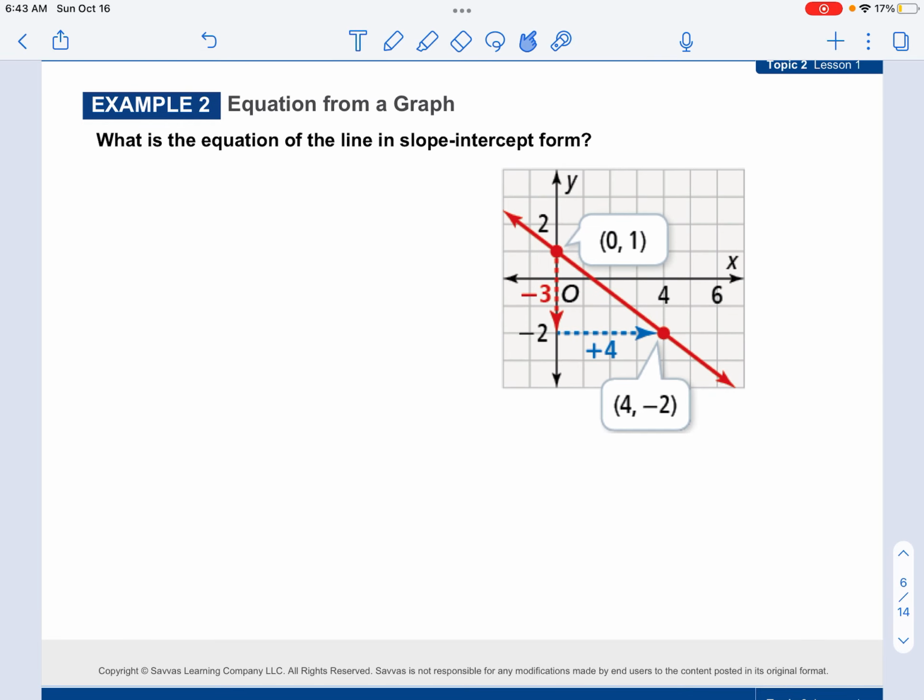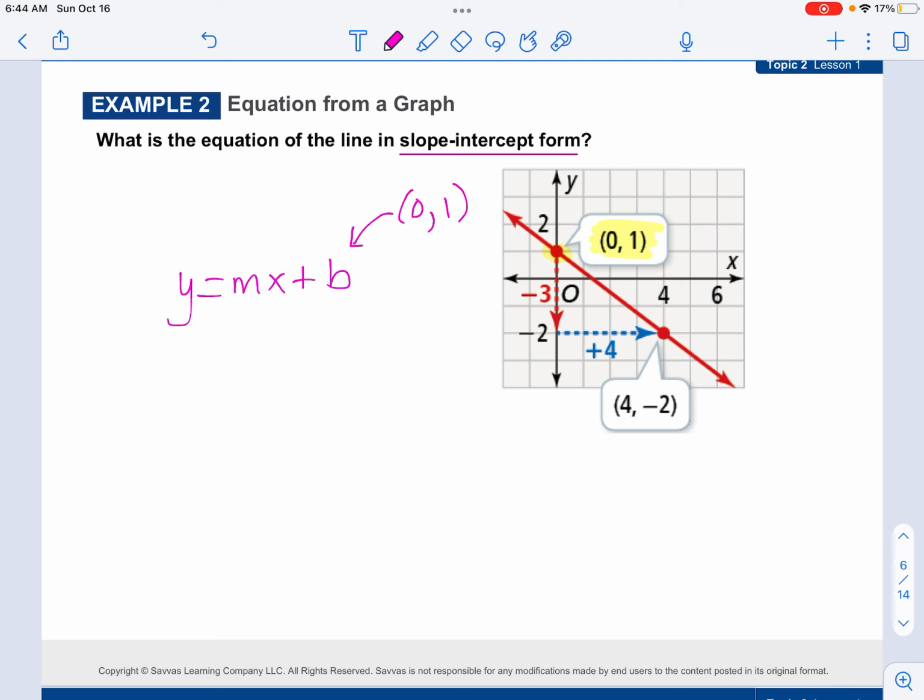Example 2: what is the equation of the line in slope-intercept form? This time they give you the graph and they want you to write the equation. So y equals mx plus b. The easiest one to find is your y-intercept. Our y-intercept is here, where our graph crosses the y-axis, and it's crossing at +1. So b, the ordered pair is 0, 1, but we're just going to place 1 in place of b.